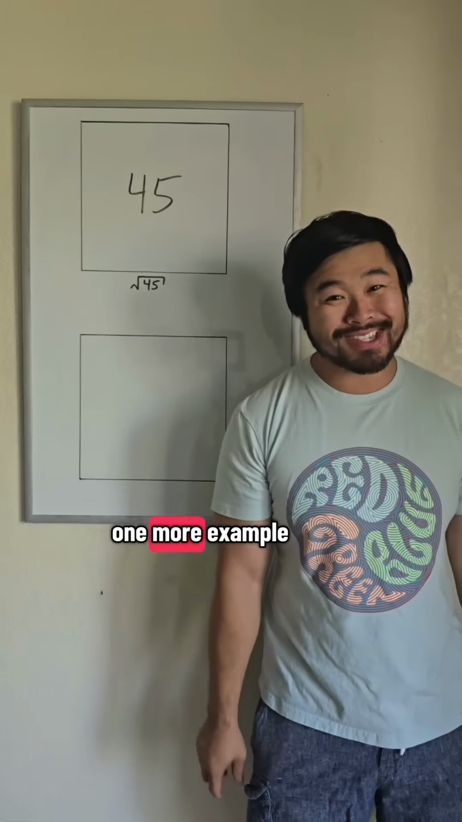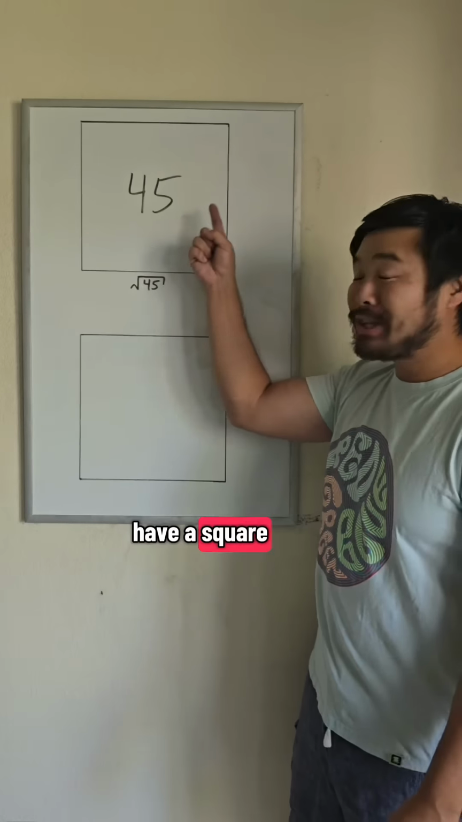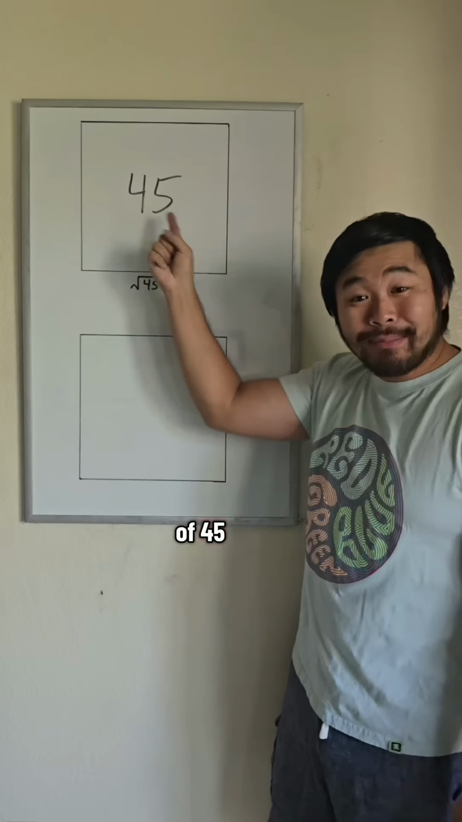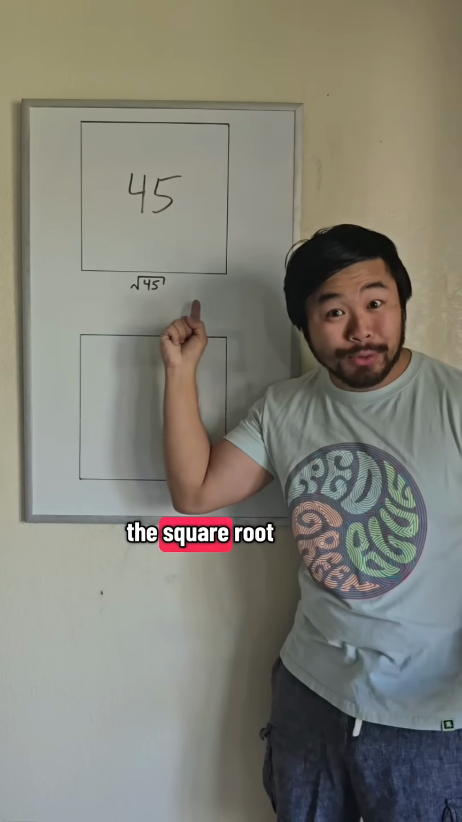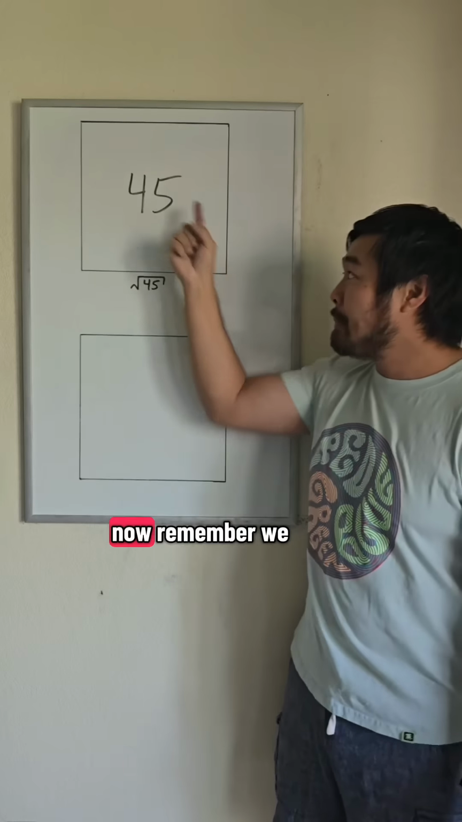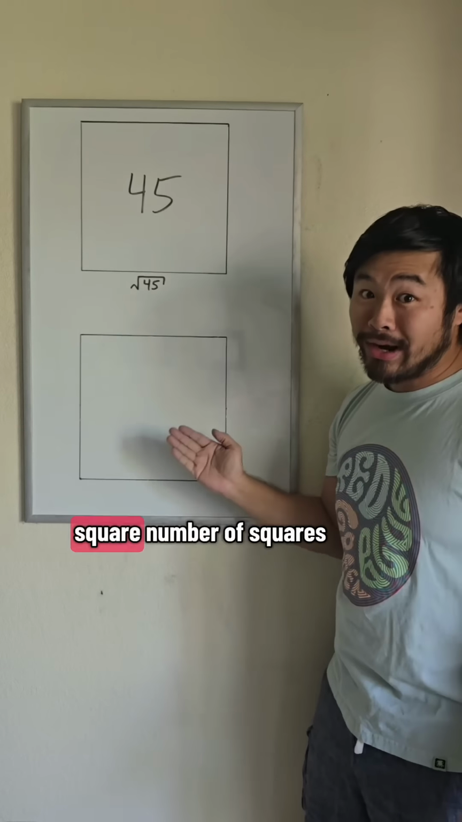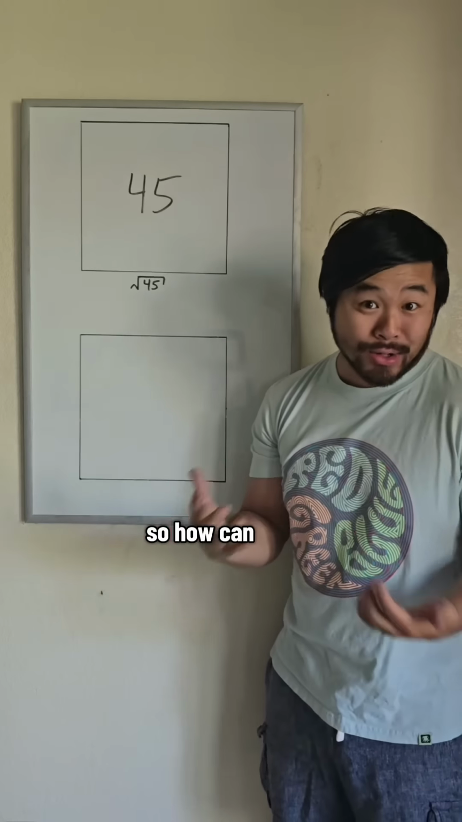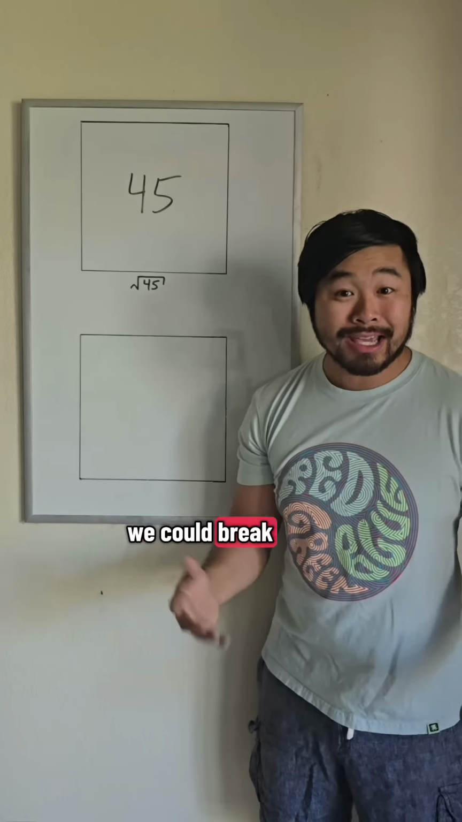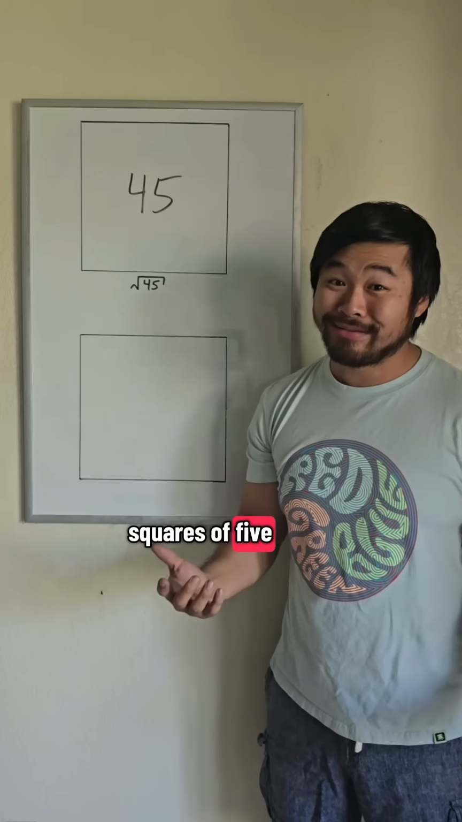Now let's do one more example. Say that we have a square with an area of 45. That means the side length of the square is the square root of 45. Now remember, we need to break this into a square number of squares. So how can we do that? Well, we could break it into 9 squares of 5.